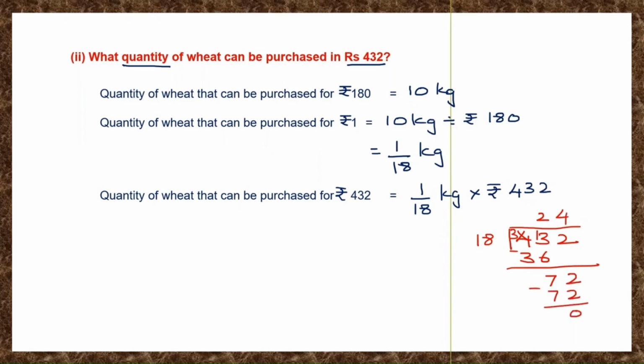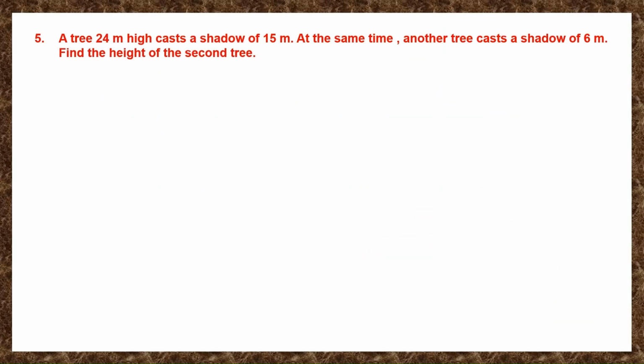So here what do we have? Our answer is 24. So for 432 rupees, you can get 24 kg of wheat. So this is our answer. We've been asked to find how much of wheat you can get if you give 432 rupees. Now we know that you can get 24 kg.